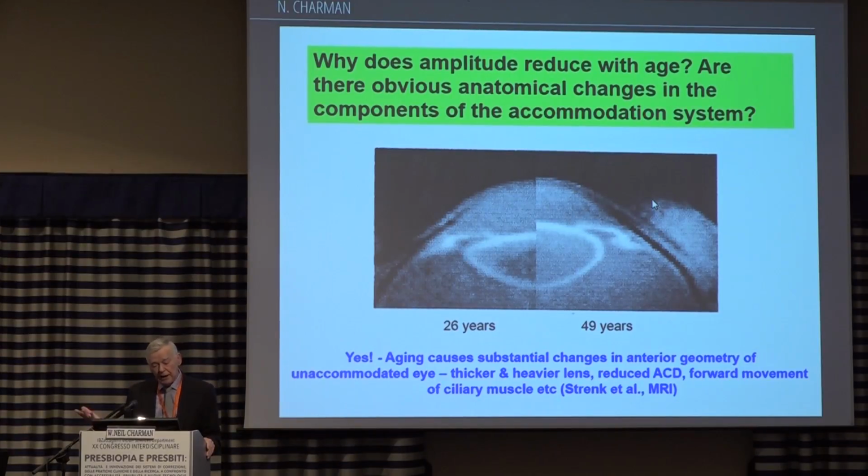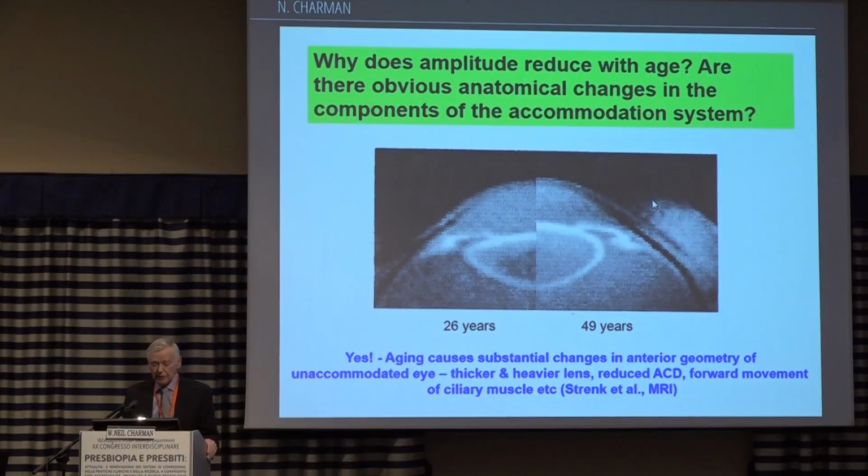So if we compare in a magnetic resonance image as shown here, a 26-year-old with a 49-year-old, what we see is, with relaxed accommodation, that the lens of the 49-year-old is a lot thicker, extra material has been added, new lens fibers, and the ciliary muscle, ciliary body, has moved forward slightly in the eye. And of course the anterior chamber depth has decreased as this occurs.